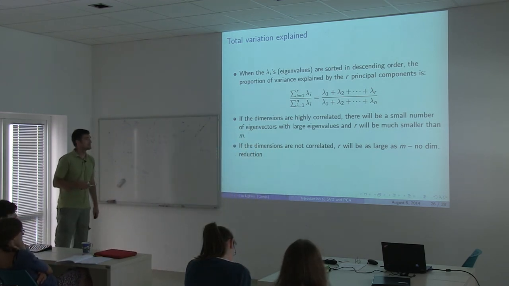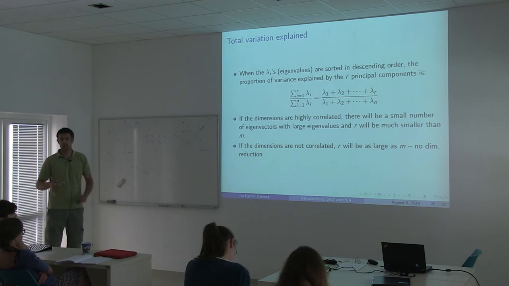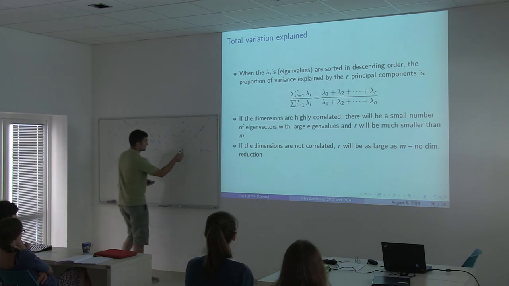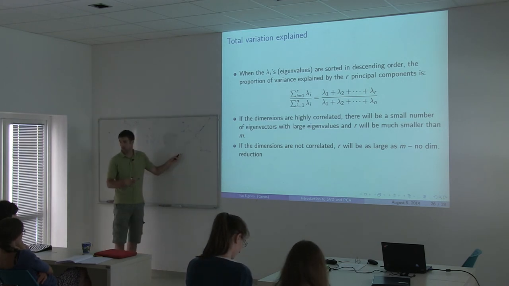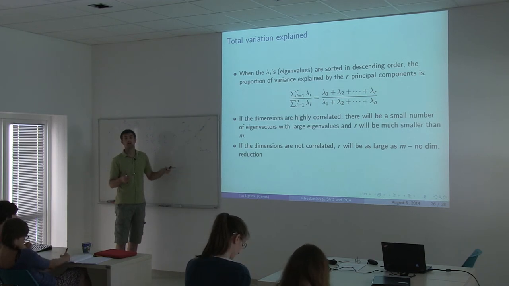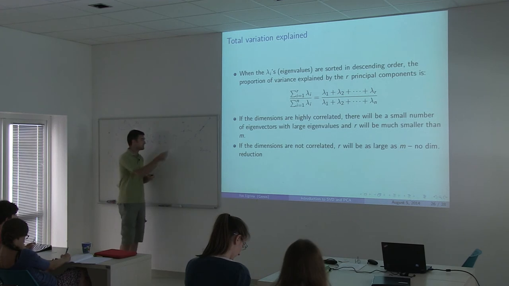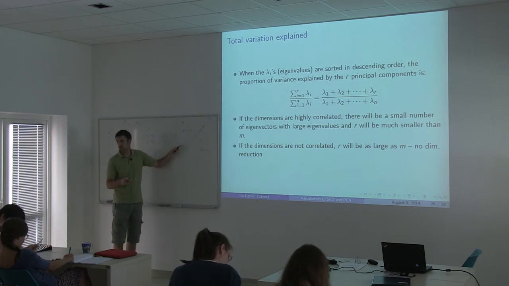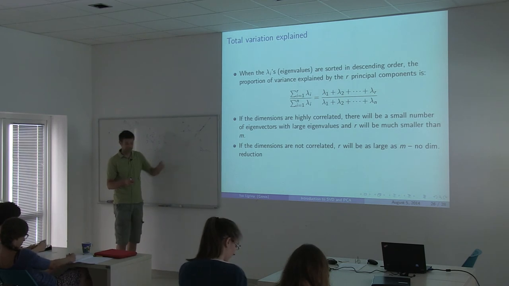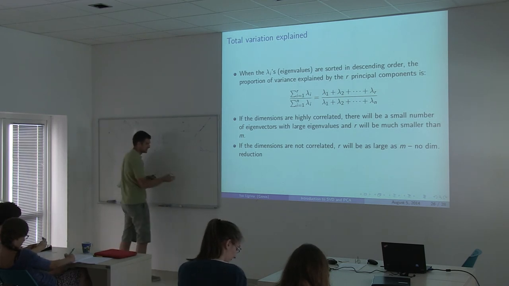If the dimensions are highly correlated, like here, would you say that this is highly correlated? I would say yes. Then you're really lucky, because doing principal component analysis, as we've seen, can reduce the dimensionality of your data. But sometimes you have data that is like this.